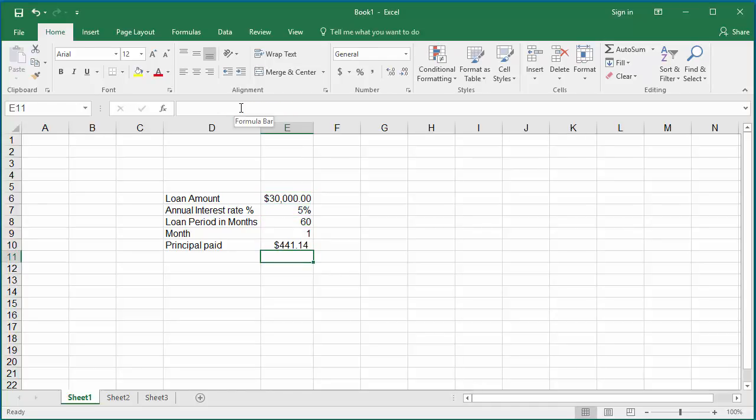You can see Excel displays the principal amount paid in first month for the loan. Enter 25 as the month. Excel displays the principal paid in 25th month. You can enter any month between 1 to 60 and you can check how much principal is paid.